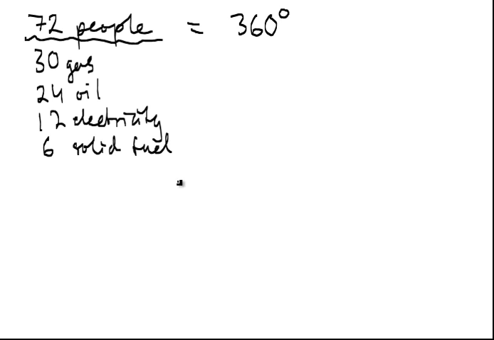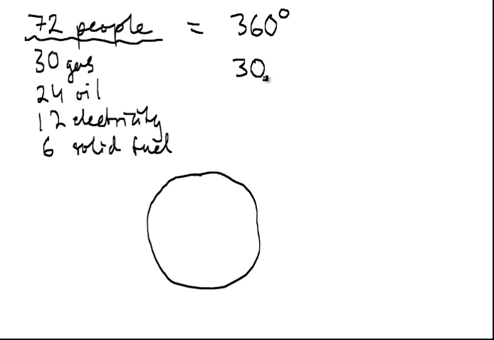So we have to slice up. Let's pretend this circle is a cake or a pizza. We have to slice it up. So how big is the slice going to be that represents gas? 30 people out of 72. So the general way to do this, I'll just do the calculations here, is have the numbers we find here, and then over the total number of people times 360 over 1. This is how we do it.